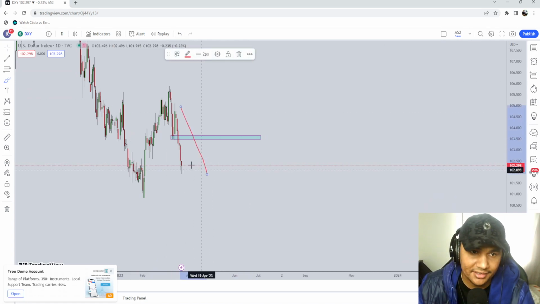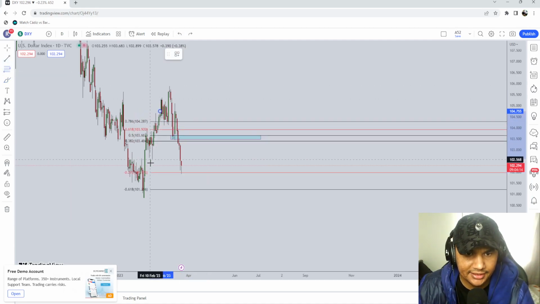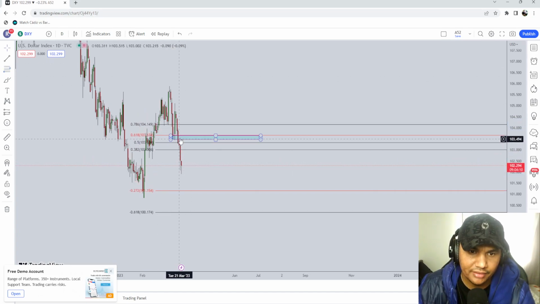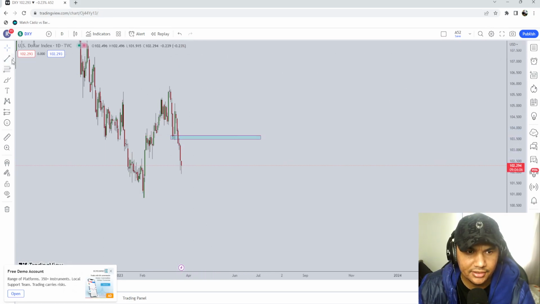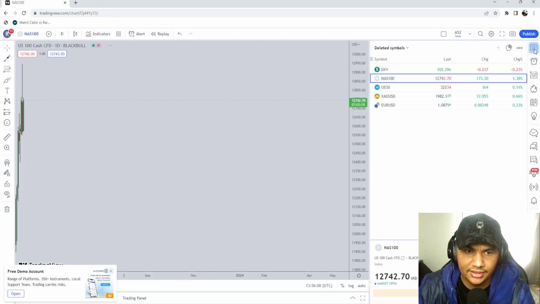The market printed a massive impulse. You expect a correction. The best way to do that is by taking the Fibonacci from the high to the low of this impulse, and we do have a 61.8 lining up perfectly with that structure. I do expect the dollar to just correct itself in the short term, and then from there we can do another update. Next up, we've got the Nasdaq 100.